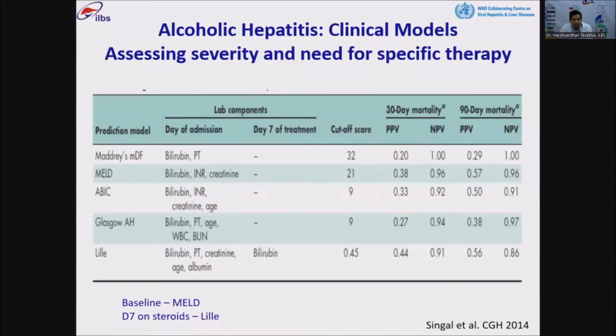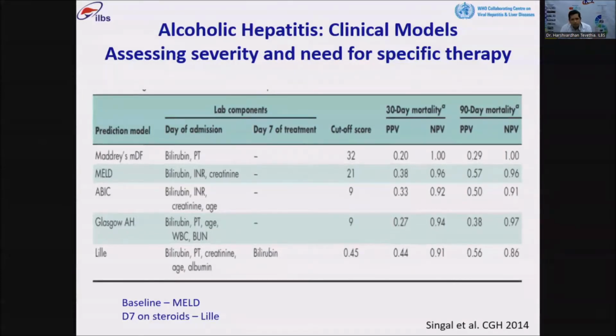Now, some of the clinical models which are very actively used in clinical practice is the Maddrey's. And as we all know, a Maddrey's discriminant function of more than 32 implies that a patient actually requires medical therapy. You also have the older parameters like the MELD score, which has a significance in this group. And in fact, there is a study which has now shown that MELD more than 35 actually indicates a and lastly is the Lille score.